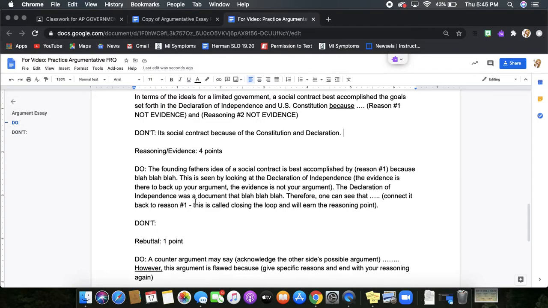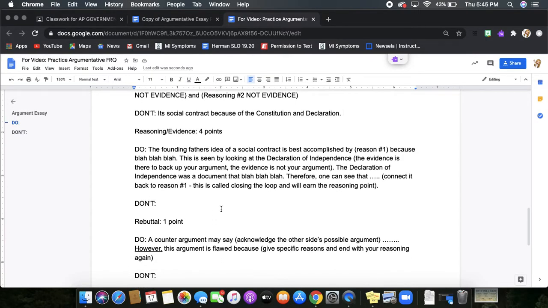Your main body paragraphs, again, that's where you're getting 4 points. So how do you even structure your argument, your evidence, and then your reasoning? A sample paragraph here is, the Founding Fathers' idea of a social contract is best accomplished by, insert that big idea 1, because blah, blah, blah.